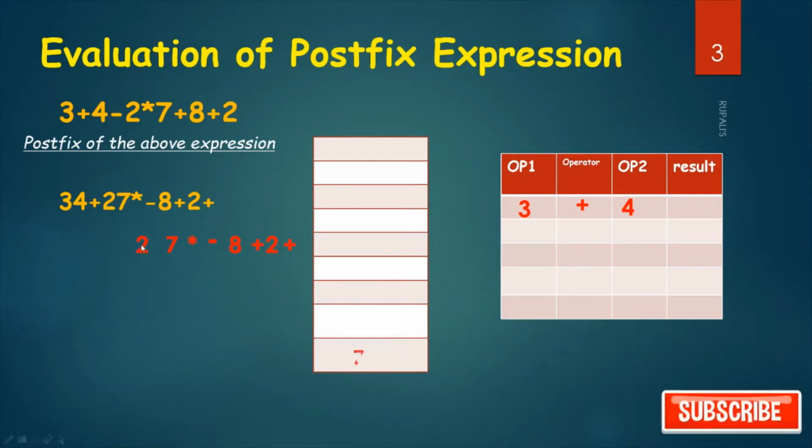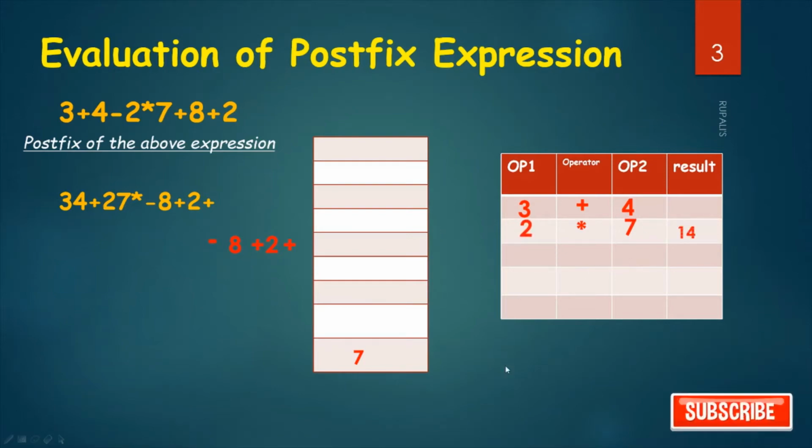Now it comes 2. Again scan this string. It is 2, so push 2 onto the stack because 2 is an operand. 7 is also an operand. Push 7. Now multiplication comes. If multiplication comes, write it here. Now you have to pop. First popped element will be OP2 and second popped element will be OP1. Calculate the result, it is 14. Push 14 onto the stack.